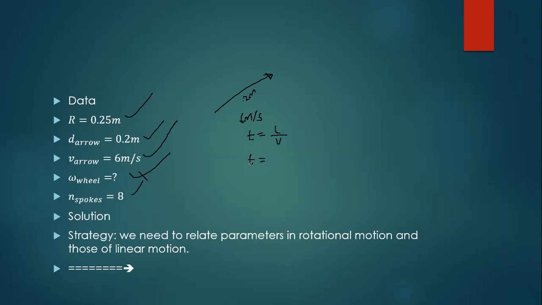So again, for the wheel, I also know the distance between the spokes. So I can write D spokes, distance between the spokes. If I know my distance between the spokes, and I also know the velocity of my wheel, I'll be able to get the time.